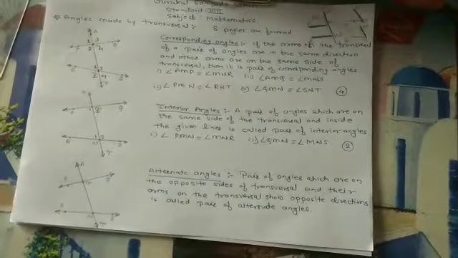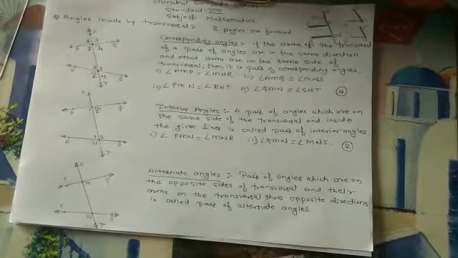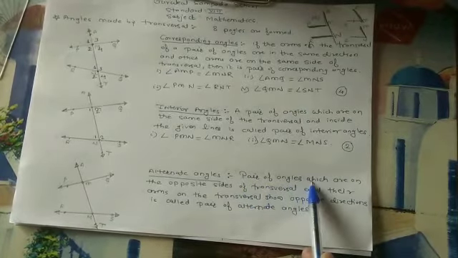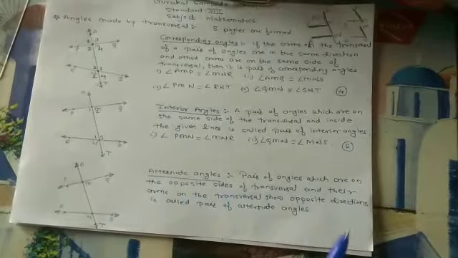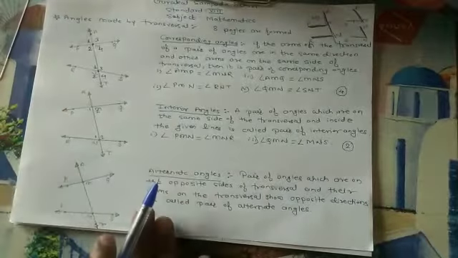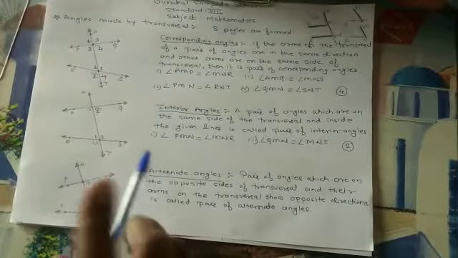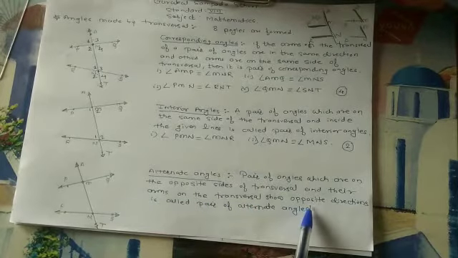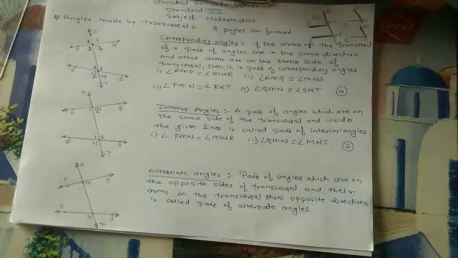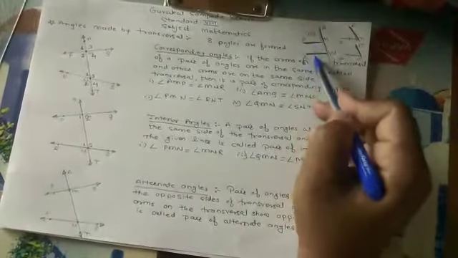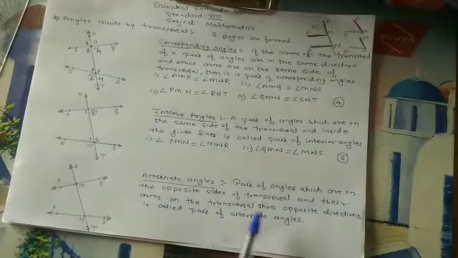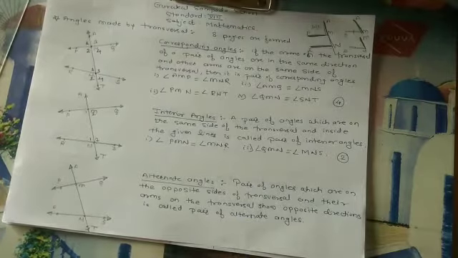And now third one, we are studying the alternate angles. Again first we read the definition. What is meant by alternate angles? A pair of angles which are on the opposite side of the transversal. In the first two cases they were on the same side of the transversal, but here we are considering a pair of angles on the opposite side of the transversal, and their arms on the transversal show the opposite direction. This is called a pair of alternate angles.